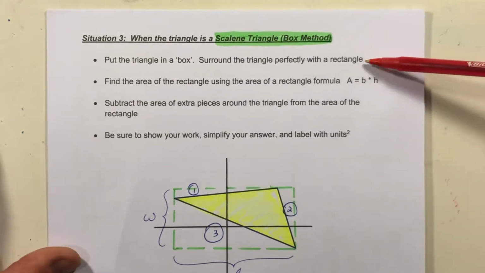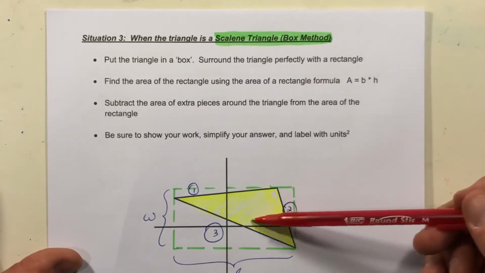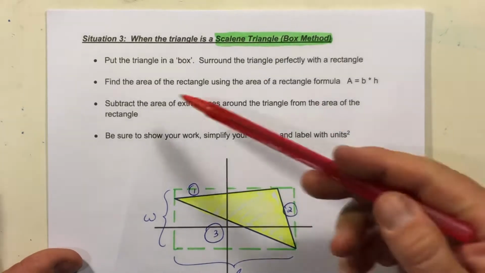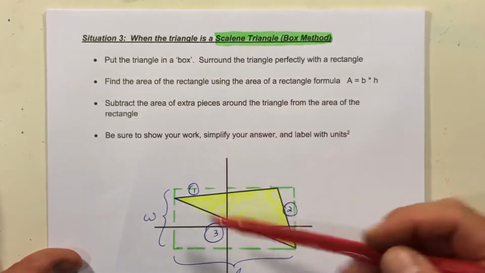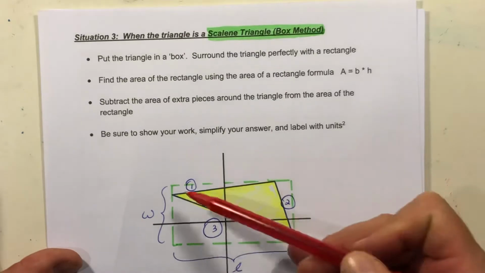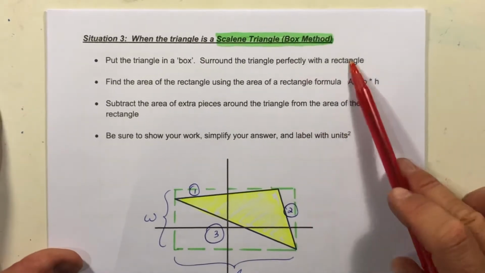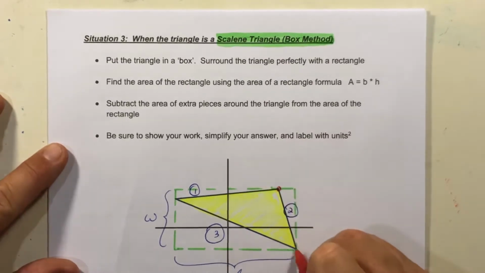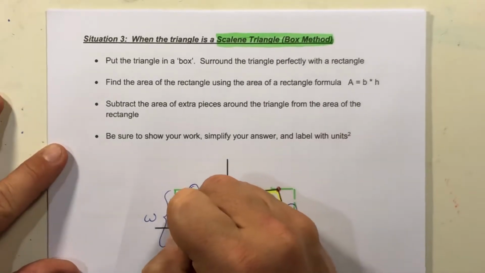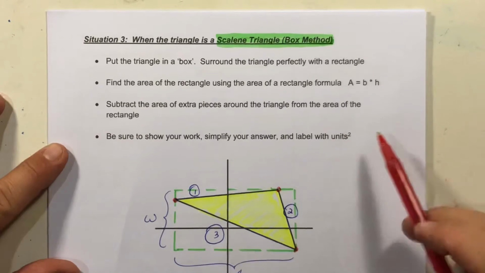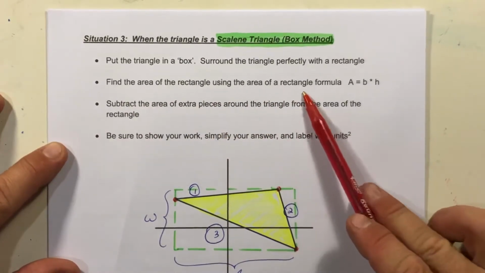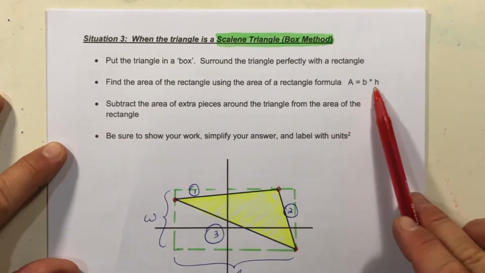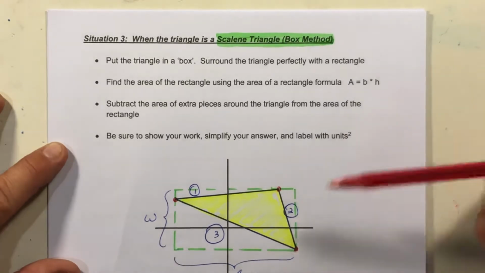So in order to use this method, it's a scalene triangle, we want basically this yellow area. So we'll put this triangle in a box. Basically, we're going to surround this triangle exactly, perfectly, in a rectangle. If you notice, all three vertices are on the rectangle. Find the area of the rectangle by using the rectangle formula. Area equals base times height. I think I put length times width, same thing.